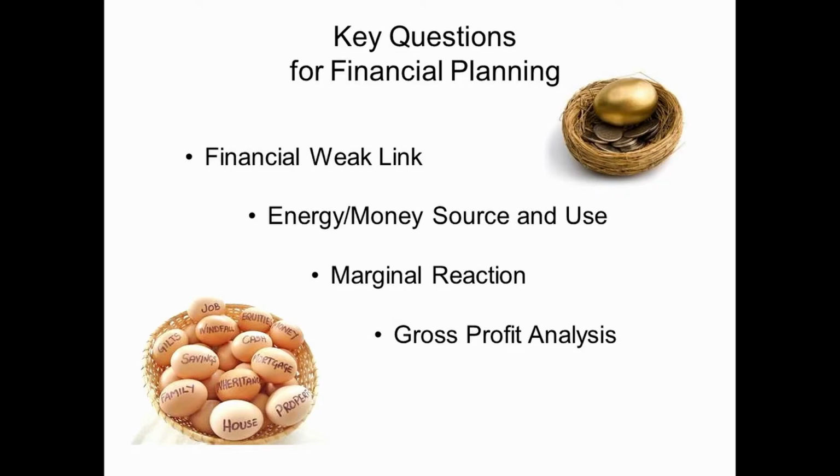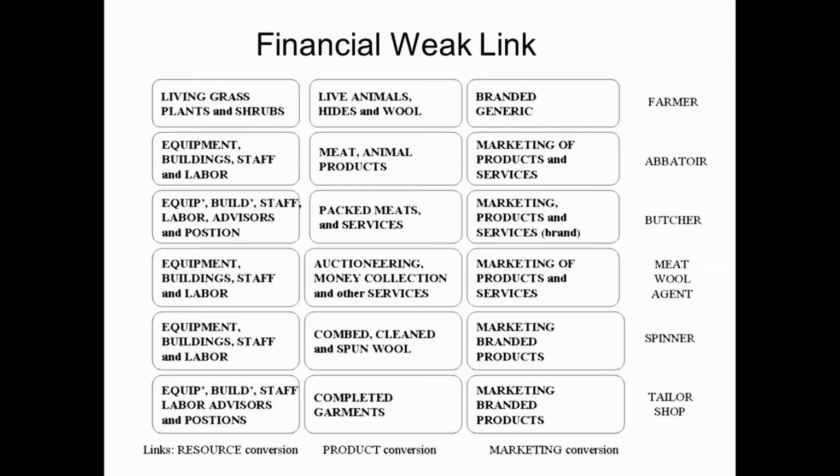Here are some key questions for financial planning. What is your financial weak link? Energy and money sources that you're going to use, you need to identify them. I think you should do a marginal reaction test, and this way you can figure out your gross profit through a gross profit analysis. Illustrated here are some financial weak links for the farmer, the abattoir, the butcher, meat wool agent, spinner, and the tailor shop. Notice that they're all different. Each has a weak link that they have identified.